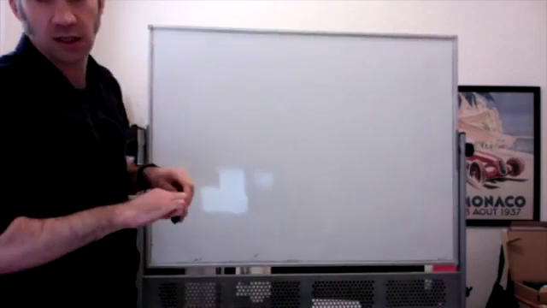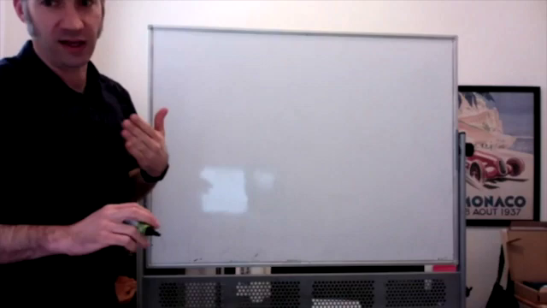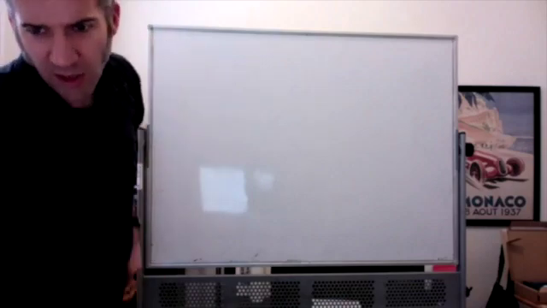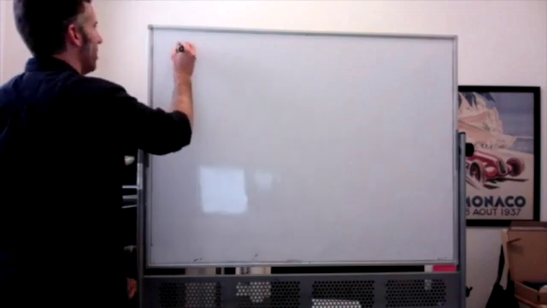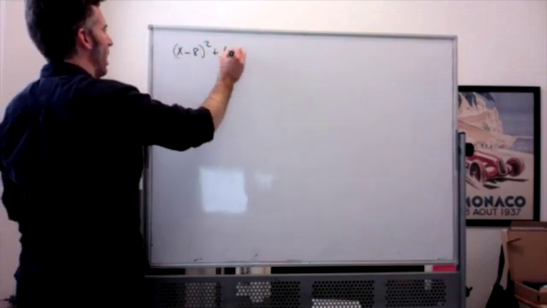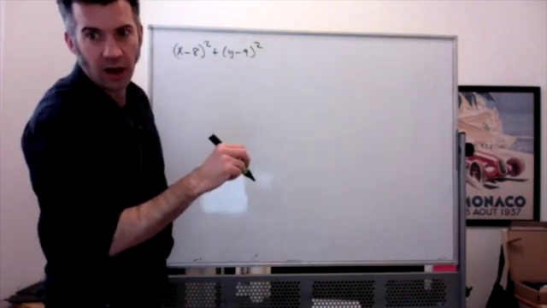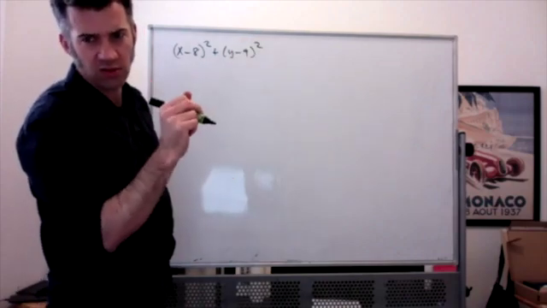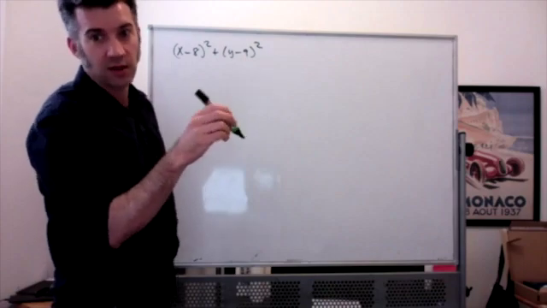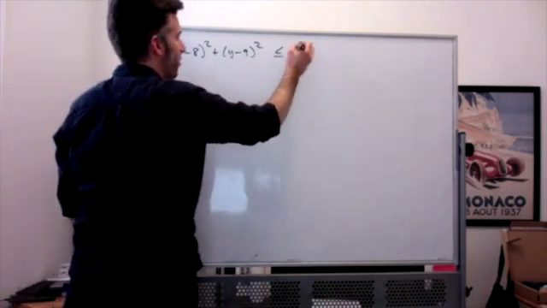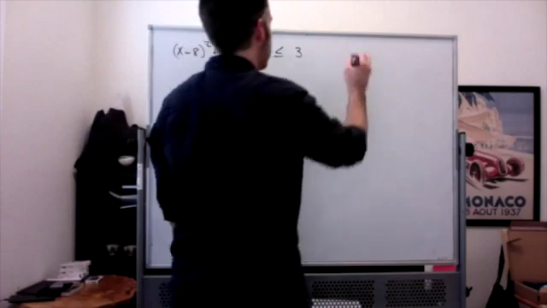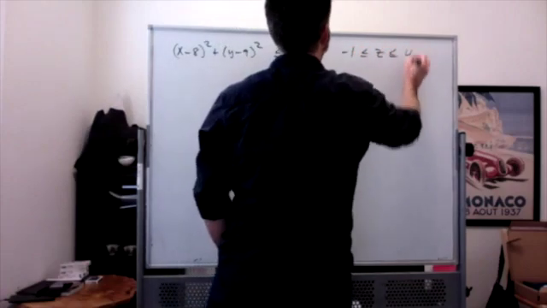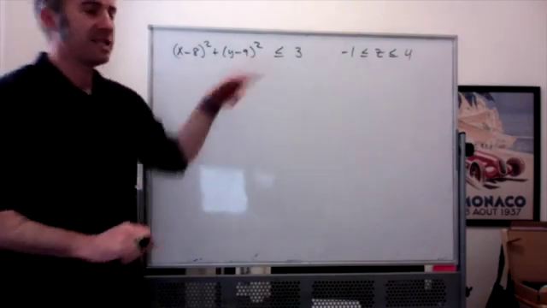I'm going to try and think of stuff I can draw without too much challenge. Let me cherry pick one of these here. This is kind of like number 6. X minus 8 squared plus y minus 9 squared is less than or equal to 3. Less than or equal to is interesting. And we have z between -1 and 4.